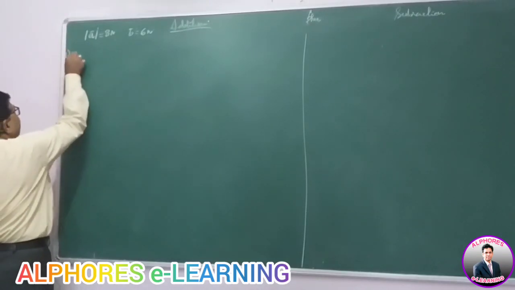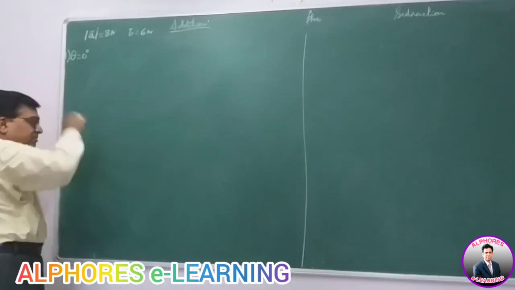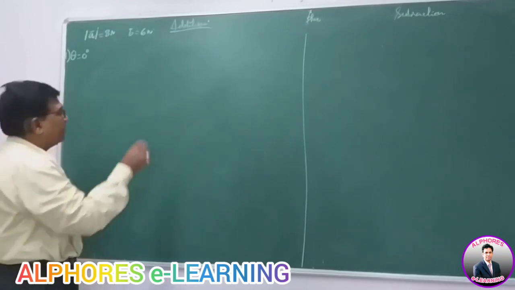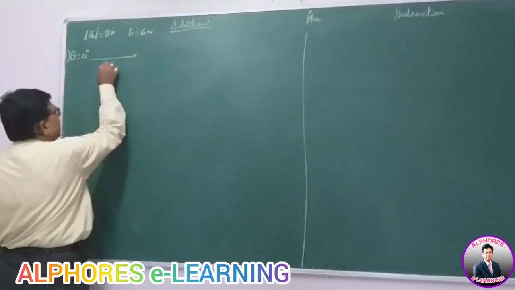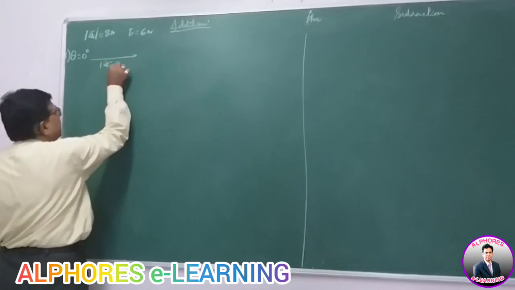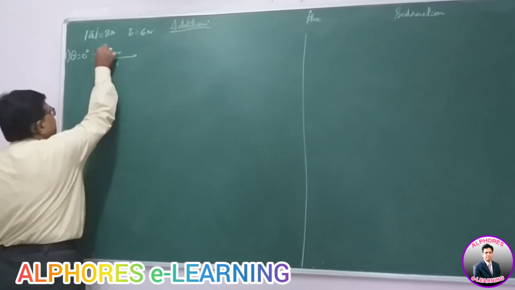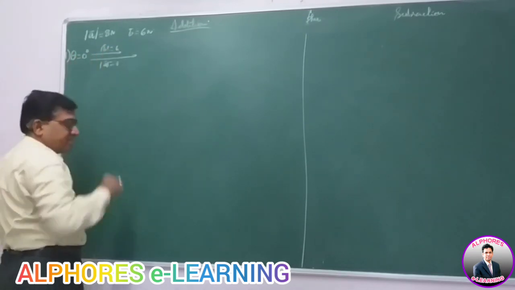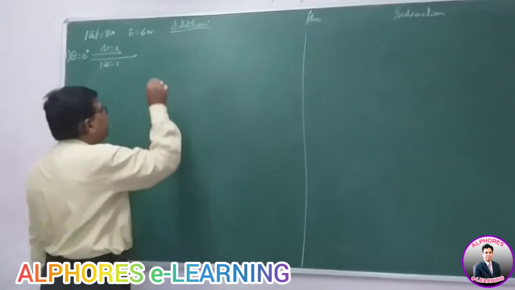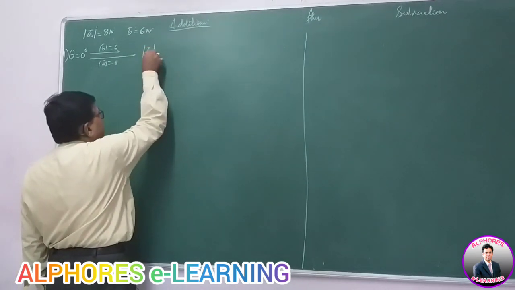First case, if theta is equal to 0, then how would the resultant vector be? That is, A bar is like this, mod A bar is 8, B bar is like this, mod B bar is 6. Both are in the same direction. Then the addition resultant, mod R.